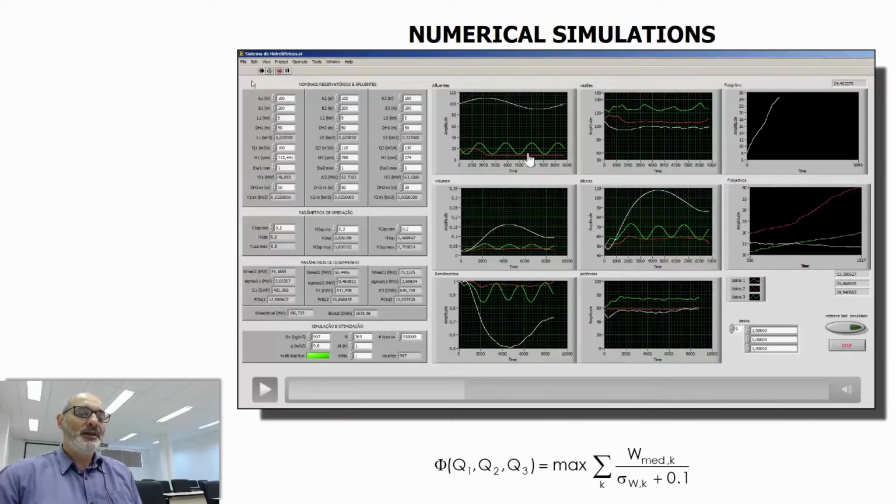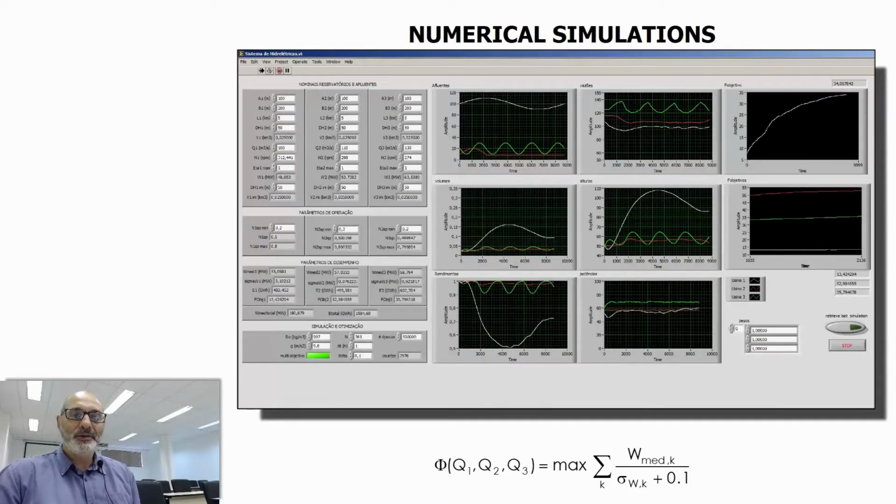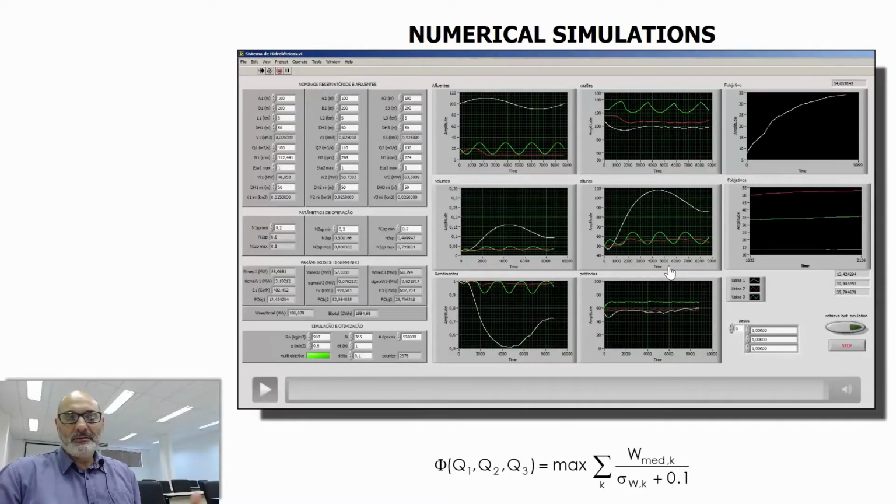The white reservoir is the first one, so you are sacrificing the performance of the first reservoir so that the other two reservoirs have increased efficiency, and that means increased generation. I'm going to accelerate to the end of the simulation. You see that here you reach kind of a maximum for the year, and that's the conclusion.